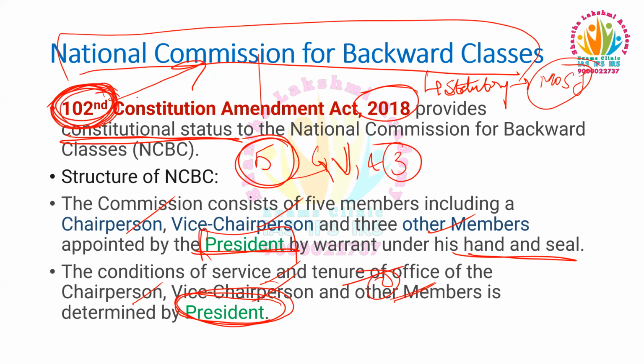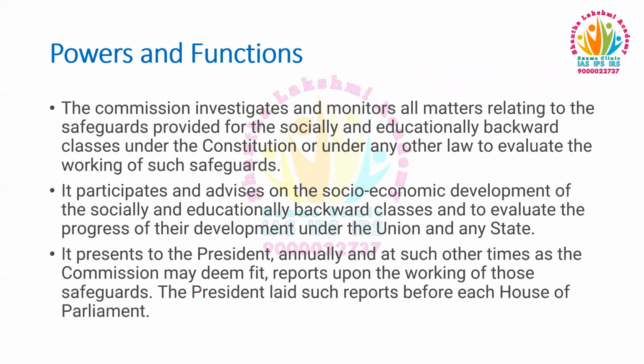So the 102nd Constitutional Amendment Act is related to the National Commission for Backward Classes. 5 members, that is chairperson, vice chairperson, 3 other members, are appointed by the president, and the terms are also determined by the president only. This is all about this NCBC. Now let us see its powers and functions.